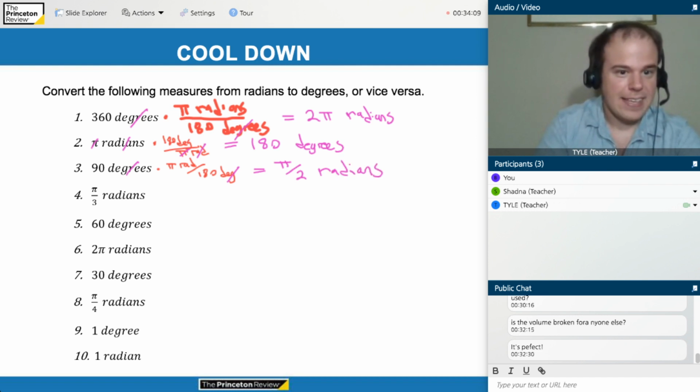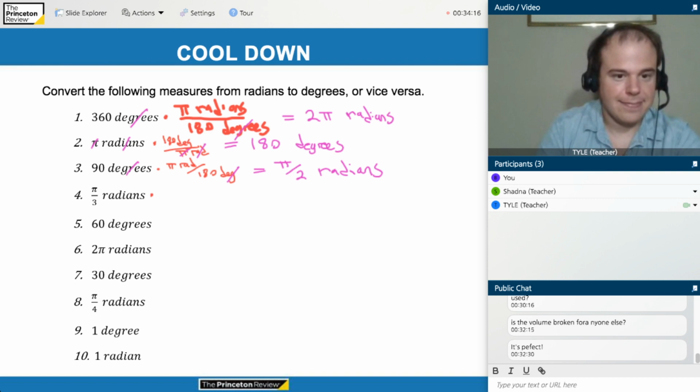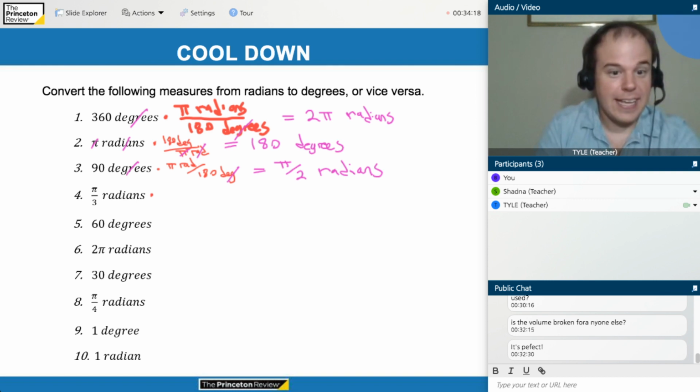Okay. Pi over 3 radians. So what should I multiply by this time? Okay, well, I want to end up with degrees. So I want to do 180 degrees divided by pi radians. And the pi's here cancel. Okay, and the radians cancel. So I end up with 180 divided by 3, which is 60 degrees.